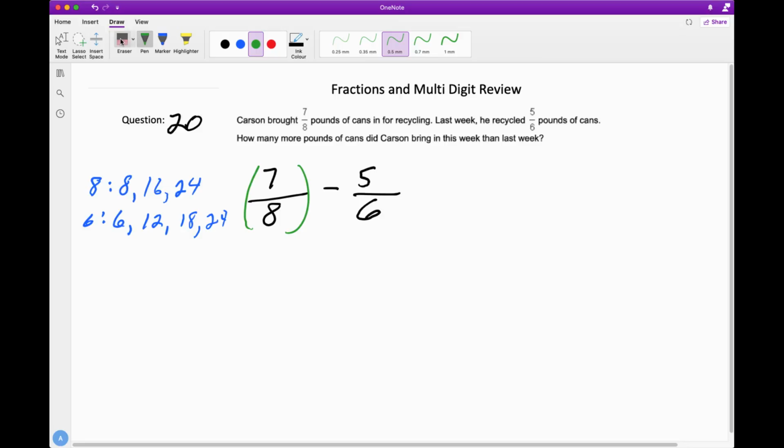So to get to 24, 8 would have to multiply by 3. So multiply by 3 over 3. And 6 would have to multiply by 4 over 4. So now we will get the number of 21 over 24, minus 5 times 4 is 20 over 24.